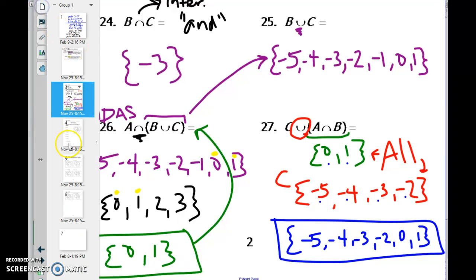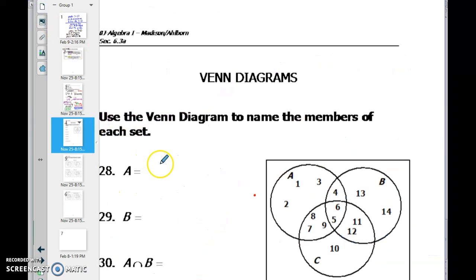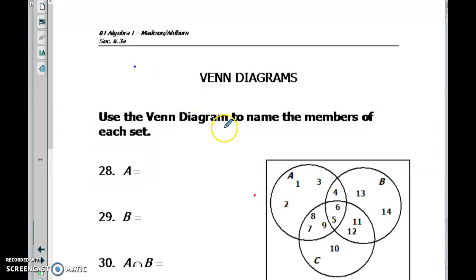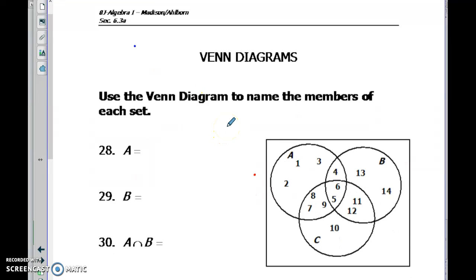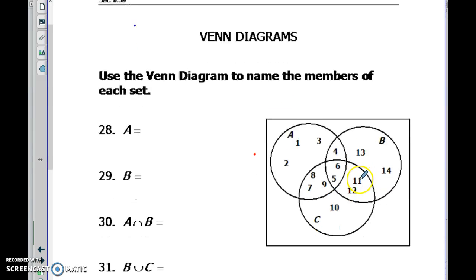All right, let's go ahead and move on to number 28. So we were using sets with numbers in them, the bracket form. This same concept can also be used with Venn diagrams. I think this is a more fun way because we get to see it visually. It's just not all numbers. So use the Venn diagram to name the members of each set.